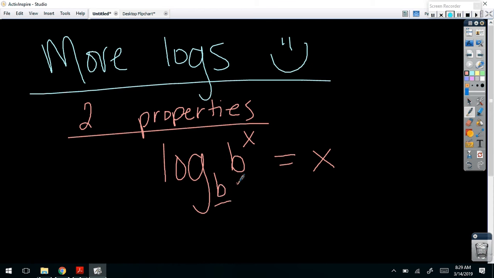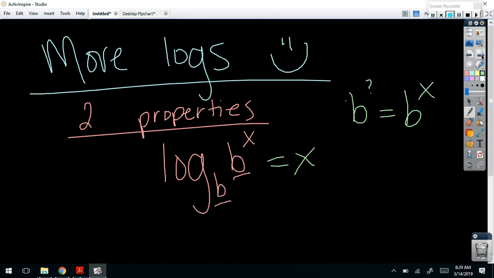In other words, when these two things are the same, no matter what they are, they just go away and that's what's left, okay? And it makes sense if you think about it, because if you were evaluating this, the thought process would be, okay, b to the what power gives you b to the x? Well, we learned with properties of exponents, if the bases are the same, then the exponents must be the same. So this must equal x. Does that make sense to you?